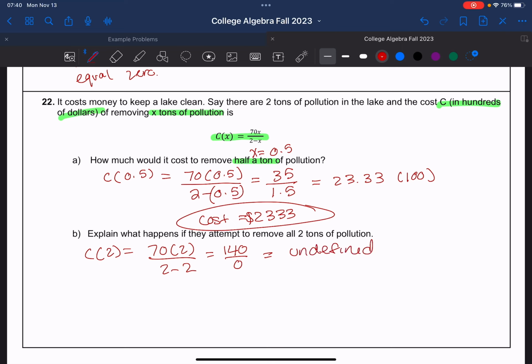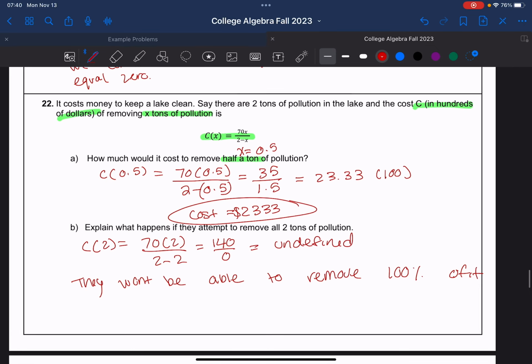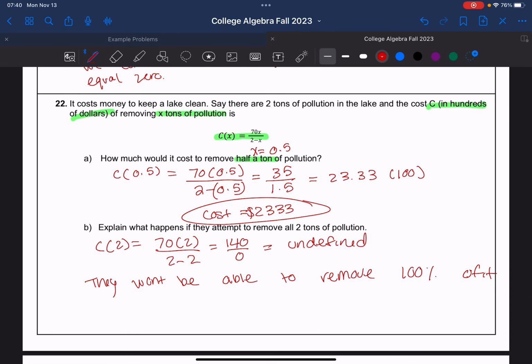So that means if they attempt to remove all 2 tons, they can get really close to that, but they're not able to remove all of it. So they won't be able to remove 100% of it. Any questions on 22? We have one more.